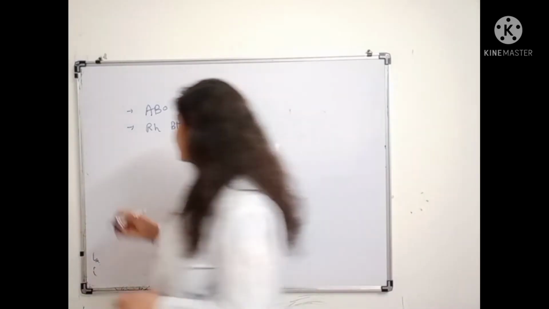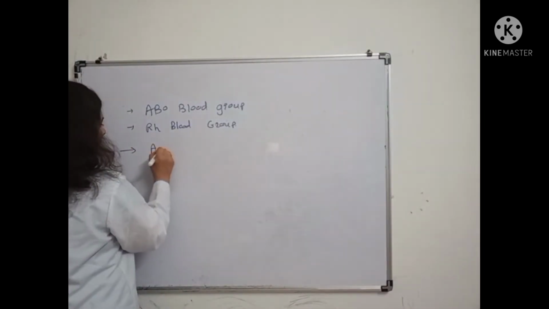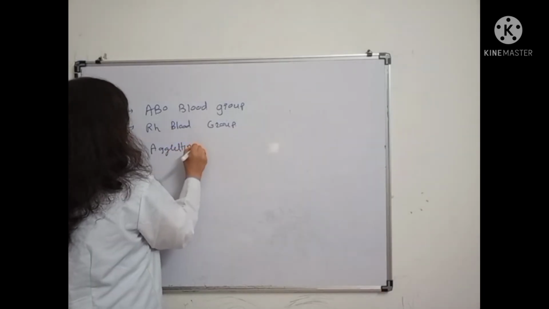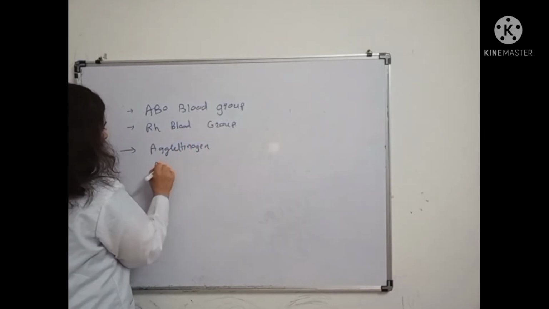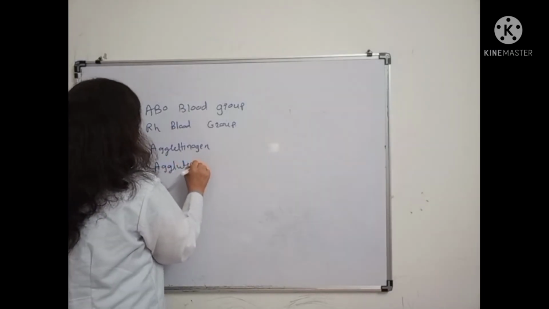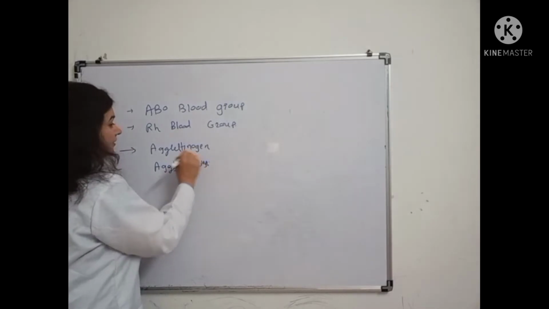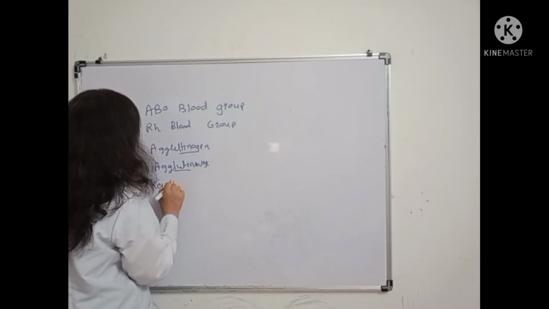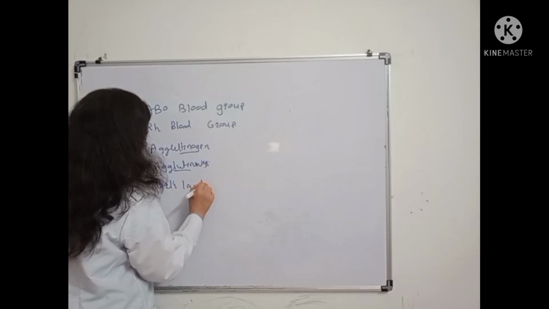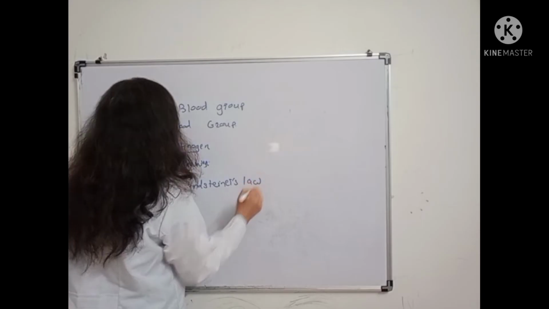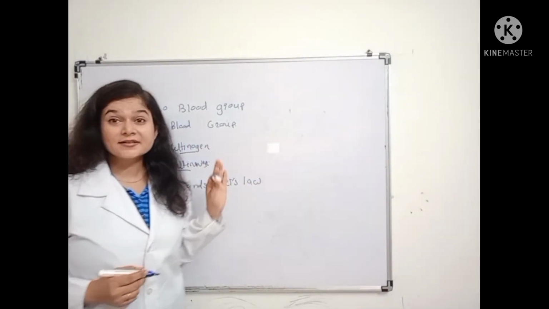For the principle, you should know the agglutinogen and the agglutinin, and also you should know the Karl Landsteiner's law. Now, what is agglutinogen?